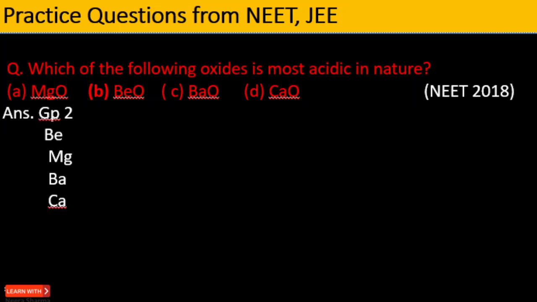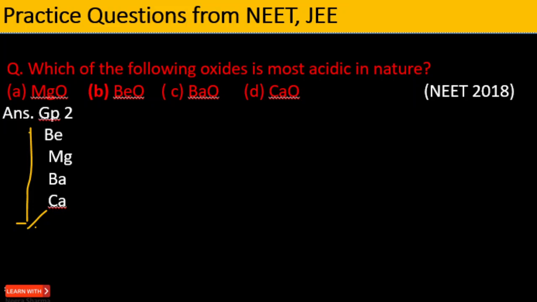Which of the following oxides is most acidic in nature? We have magnesium oxide, beryllium oxide, barium oxide and calcium oxide. Now if we see the position of these elements in the periodic table, they are all from group 2, from beryllium to calcium. Now what happens to the electron gain enthalpy as we go down a group? It decreases. So the acidic character decreases as we go down a group.